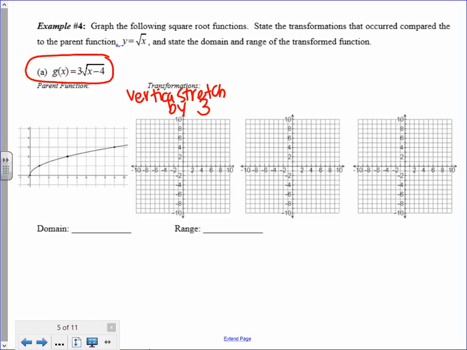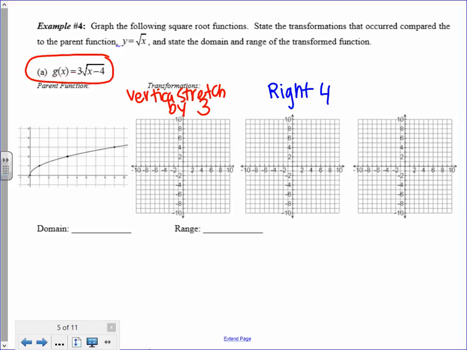Right 4. So now we're going to move our graph right 4. All right, very good. Now, we did multi-step graphing here. Do I have any other one? I have 3 grids here, but do I have another transformation?